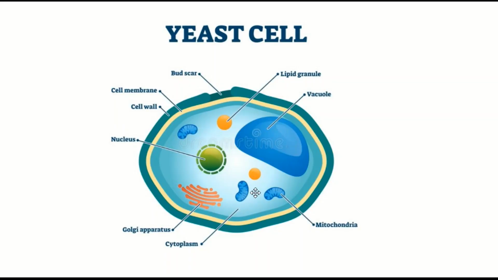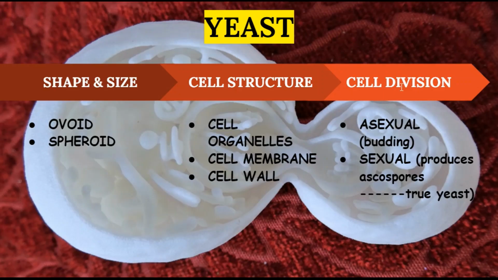Next, according to cell division, they are asexual and sexual. With asexual, yeast can divide through budding. What is budding? In this background, you can see that this is budding. There is a parent cell and another cell. The DNA multiplies and it forms another bud, and then it grows as a parent cell. This is the process of budding.